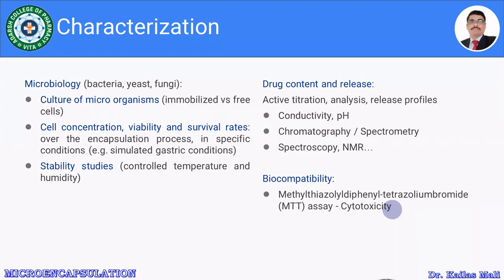Certainly, furthermore, it is possible to check the compatibility between the API and polymer, then the core material and coating material, which is also required, and it should be done by using suitable methods like FTIR or the DSC or the XRD or the NMR studies, which will help us to get an idea about the compatibility between the core material and the coating material.